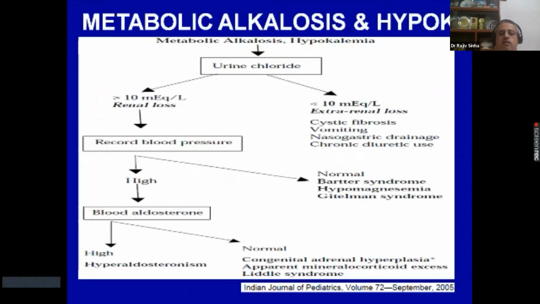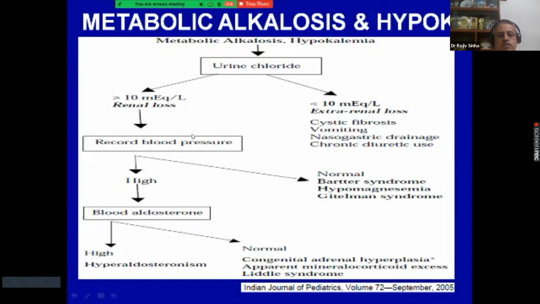Again, the [slide] did mention the approach to a child with metabolic alkalosis, and it depends on urinary chloride. If your urinary chloride is low, then you are thinking of cystic fibrosis, vomiting, NG drainage. All of those are causes of metabolic alkalosis and hypokalemia. If the urinary chloride is high, then it is most probably renal.